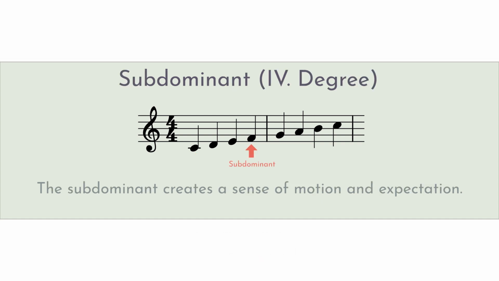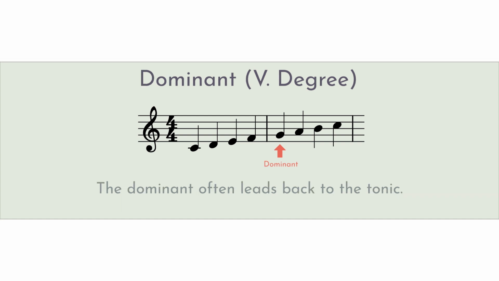The subdominant is the fourth degree of a scale. It often moves towards the dominant, the fifth degree, creating a sense of motion and expectation. The dominant is the fifth degree of a scale. It often leads back to the tonic, creating tension that resolves when it returns to the tonic.